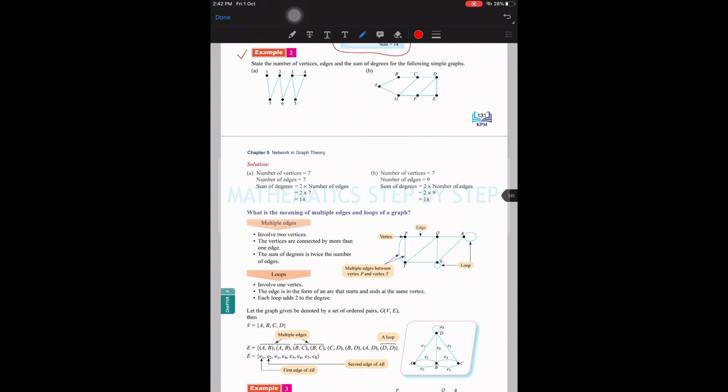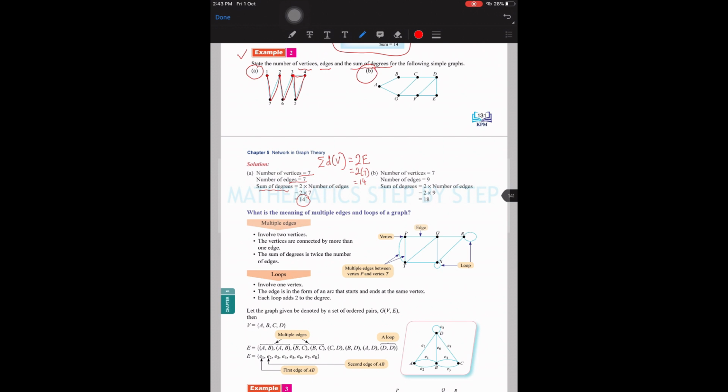State the number of vertices, edges, and the sum of degrees for the following simple graphs. So let's look at A. Vertices are all these dots, okay? So number of vertices is 7. Number of edges, 1, 2, 3, 4, 5, 6, 7. Number of edges also 7. So sum of degree. Sum of degree is this formula equals to 2e, okay? There are 7 edges, so 2 times 7 gives us 14. This is how we came to this answer, okay?